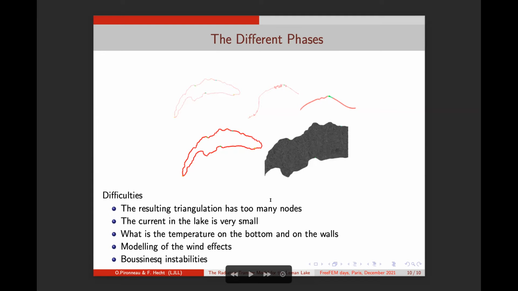Okay, so everything was ready to make a computation of the temperature, using this radiative transfer. But in fact, the results are very disappointing. Because first, the triangulation is too rich, it has too many nodes. So this can be simplified, it's not a problem. But the current of the lake, the in and the out, is very, very small. It's almost negligible.